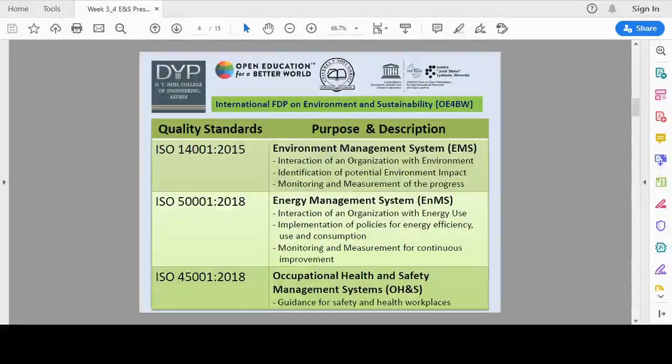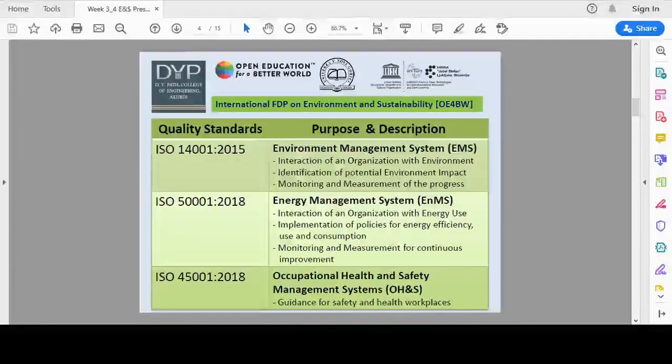There are many ISO standards available to manage environment, energy and health and safety of workers. ISO 14001:2015 talks about environment management system. It deals with how an organization interacts with an environment. It identifies the potential environment impact that an organization creates. The impacts are continuously monitored and measured, and its values are analyzed.